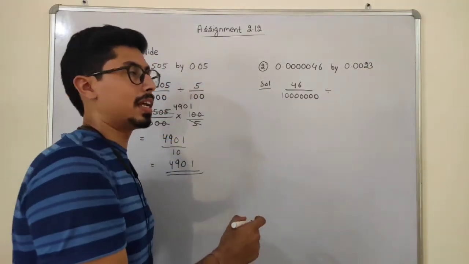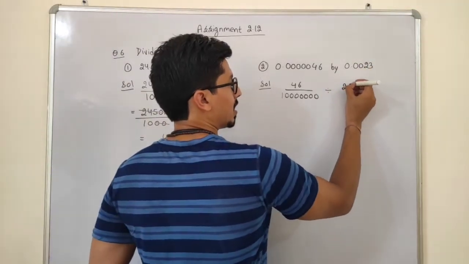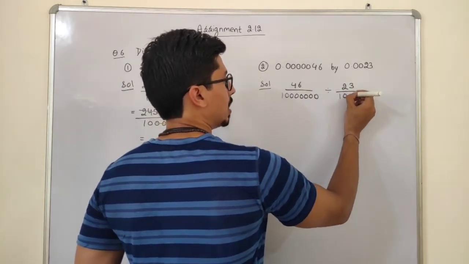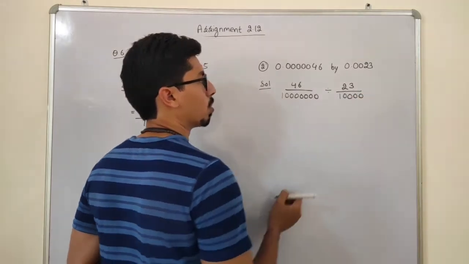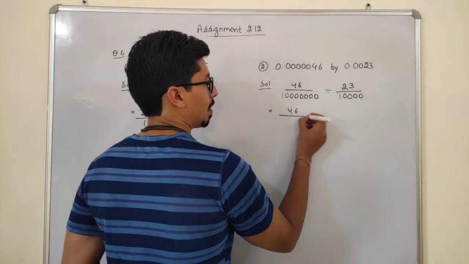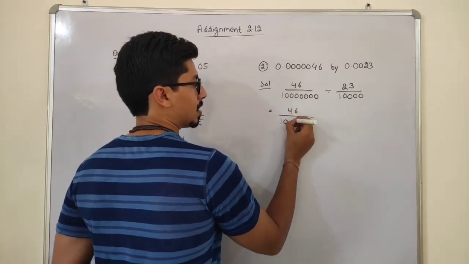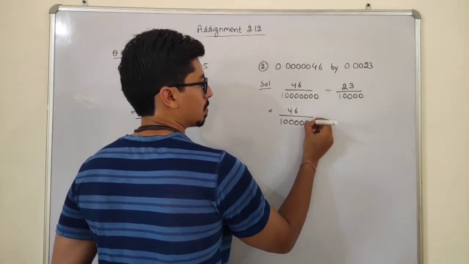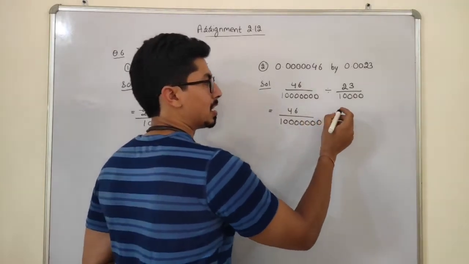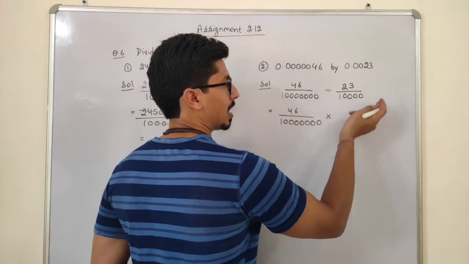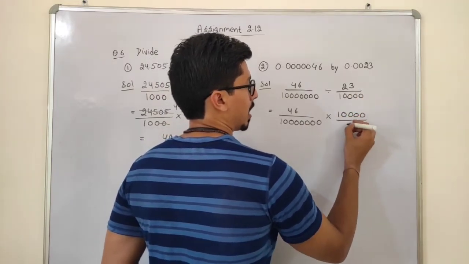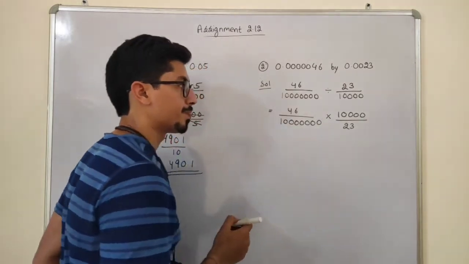This number can be written as 23 as it is upon 10,000, because after the decimal there are 4 digits: 1, 2, 3 and 4. Okay students. So if I just write it, this number as it is, that means 70. Now replace the division sign with a multiplication sign, then the number will get reciprocated. So it will be this.